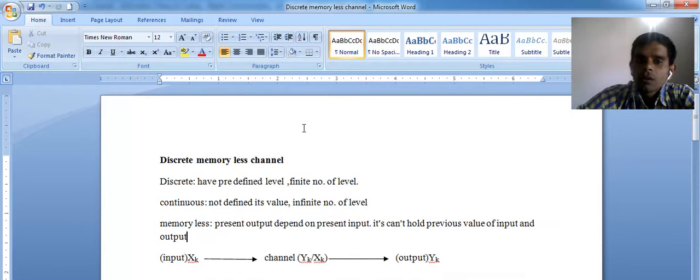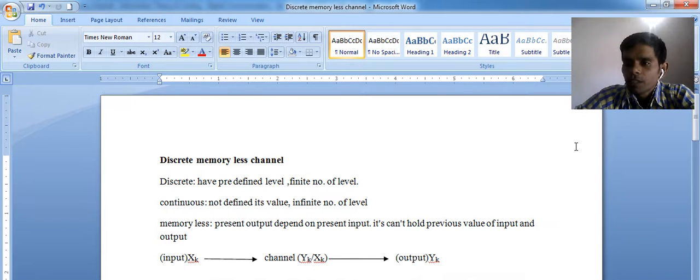What is the meaning of memoryless? It means your present output depends on the present input. It cannot hold the previous or past input or output. It means the memory element is 0. So this is called memoryless.